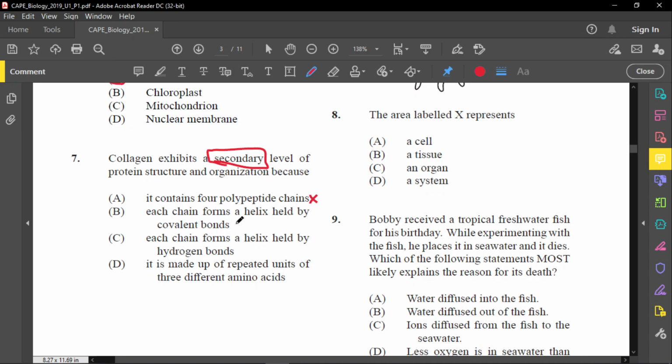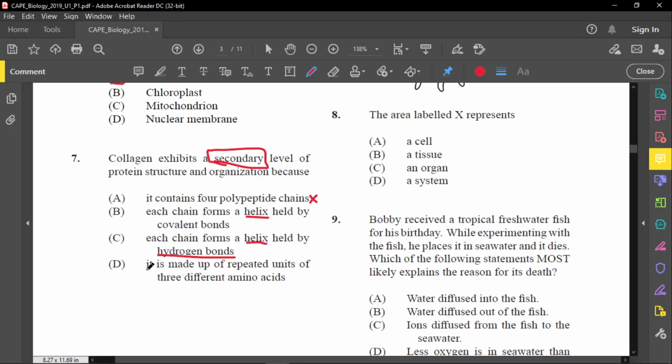Now, each chain forms a helix. And now this is good because the word helix is there, but it's held by covalent bonds. Let's examine it a little bit. Now for C, it said, each chain forms a helix, which is also great, but held by what they call hydrogen bonds. And I also talked about this earlier because the hydrogen bonds is what will cause the chain to form that helix structure. So C will be a better option than B. Okay, so C is good.